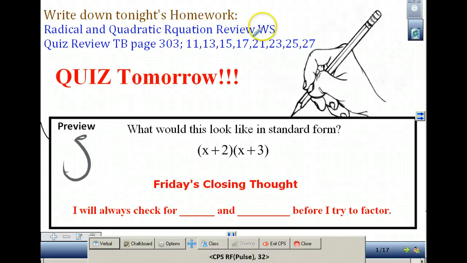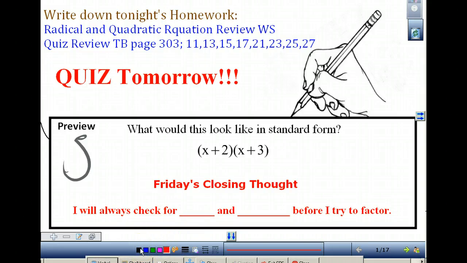So first, once again, got to review for your quiz tomorrow. A little review in standard form. How do you get it to standard form? Remember, standard form is this: ax squared plus bx plus c, right? Where a, b, and c are integers. So how would you get this to be x squared and everything?